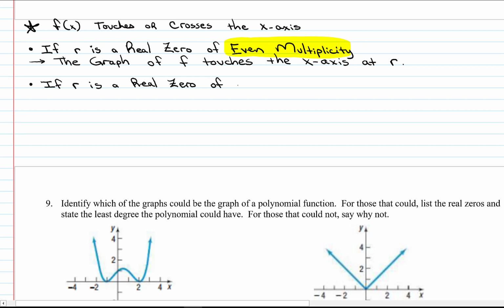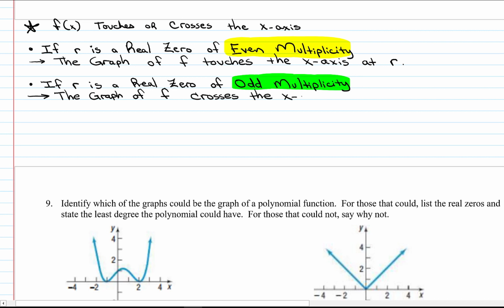All right, the next one. If r is a real zero of odd multiplicity, that means it's going to have an odd power on that factor for that zero. Odd numbers are like 1, 3, 5, 7, 9. Then this means that the graph of f crosses the x-axis, it's going to go across the x-axis at r. So that's what it means. Maybe I could draw a little sketch here.